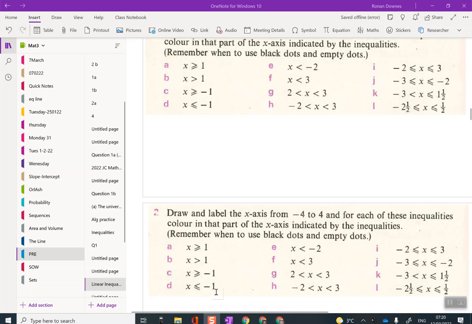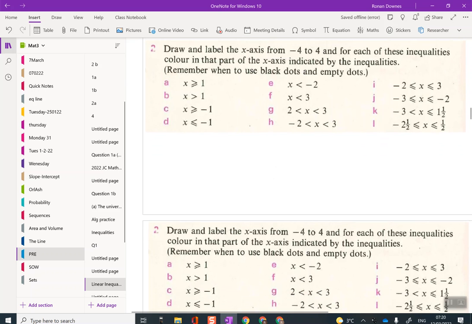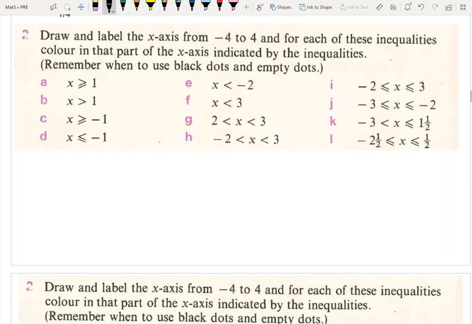Okay, welcome back. So we're moving on now to question 2. And we'll read the instructions carefully to build up our vocabulary. So draw and label the x-axis from -4 to 4. Now we may not need to use all of that, so we'll take liberties with that.